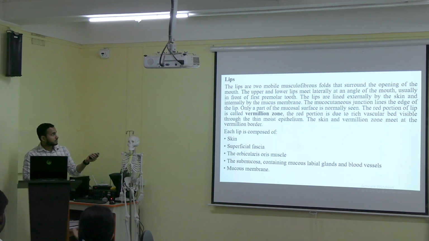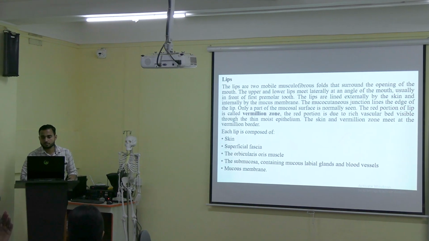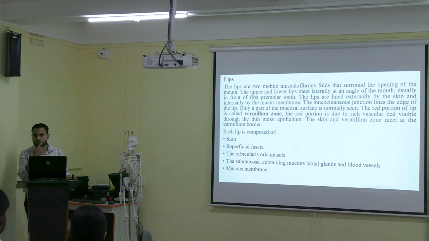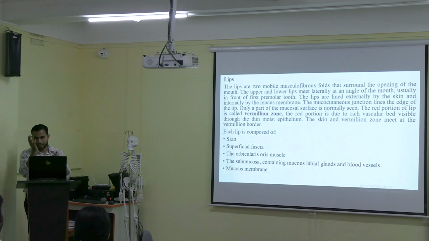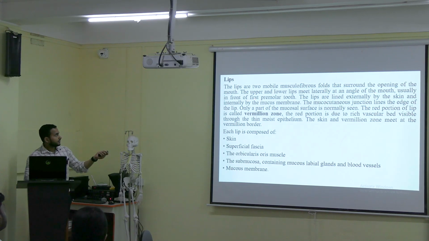So lips are the musculofibrous folds, okay, that surround the opening of the mouth. Musculofibrous fold surrounding the opening of the mouth. Now we know that two lips are there, upper lip and lower lip. Both the lips join together, okay. Where they are joining together, this is called the angle of the mouth, okay. They meet laterally at the angle of the mouth, usually in front of the first premolar tooth.